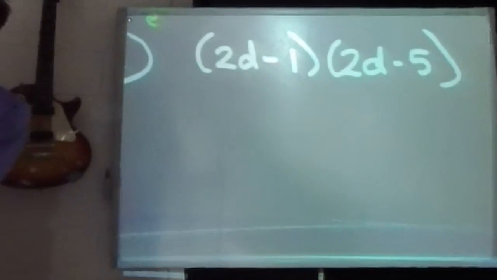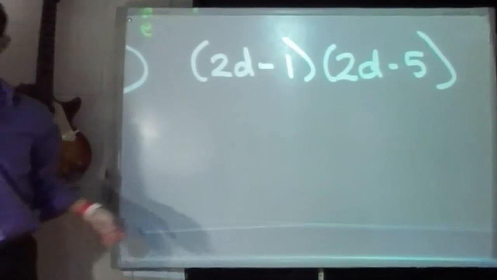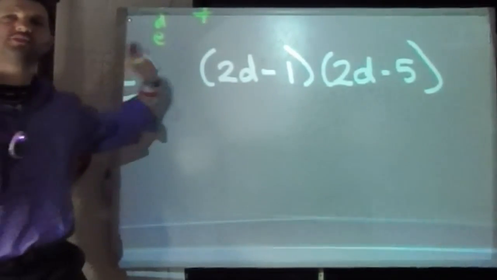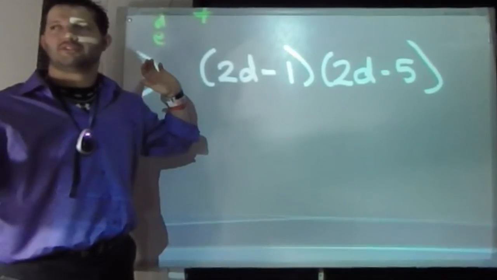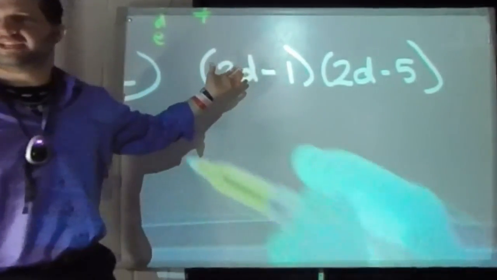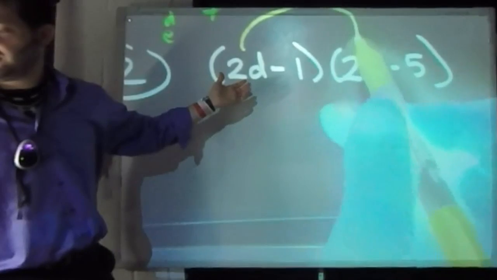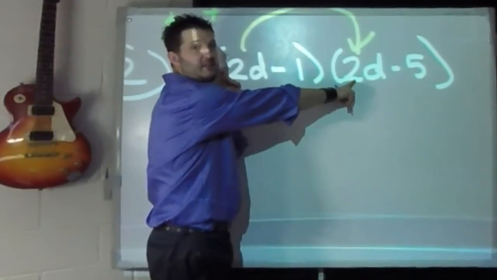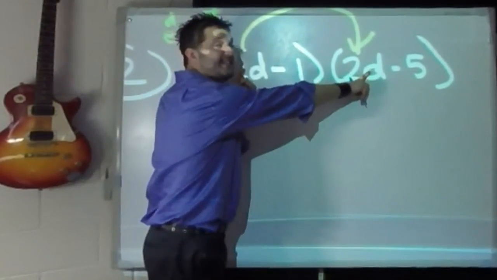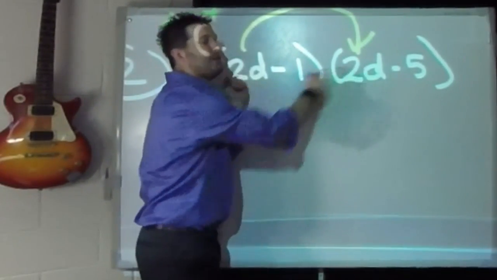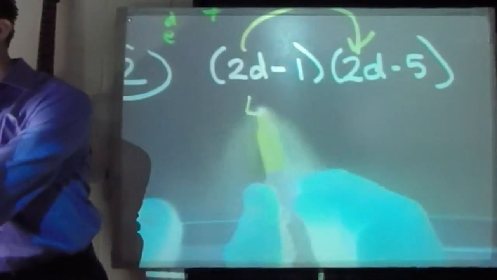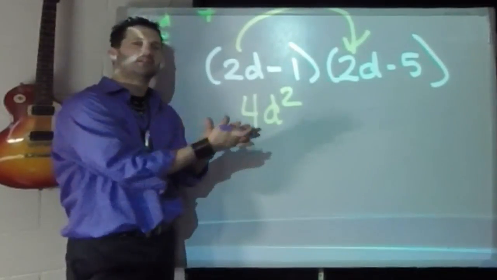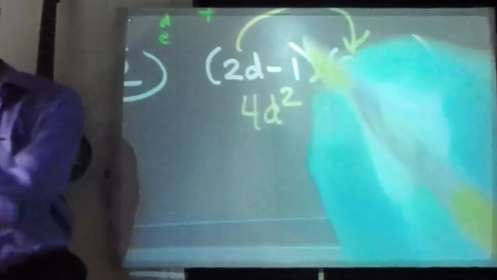Now let's look at this one. They're going to use different letters, and they have this coefficient with the D. So what is in our FOIL? What's the first letter? F, which means first. 2D times 2D. First off, multiply the coefficients. 2 times 2 makes 4, and then D and D makes D squared, so 4D squared. When you have coefficients with letters, just multiply the coefficients first, the letters second. 4D squared is your F.